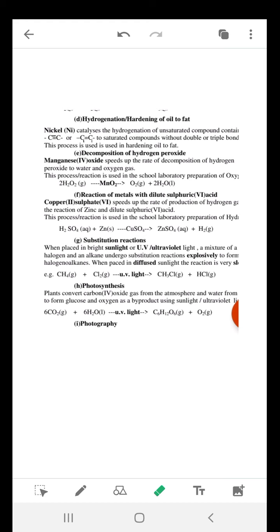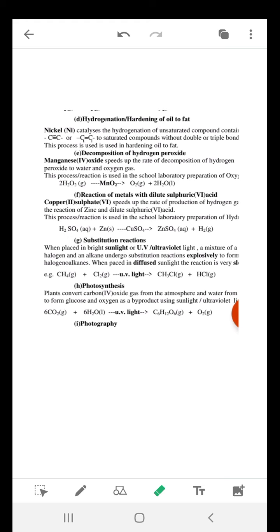So we said, but in that process copper(II) sulfate should also be there. This copper sulfate is not involved in the reaction, it is not changed. We said it is used as a catalyst. Copper(II) sulfate is used as a catalyst, so it speeds up the rate of reaction, that's producing enough hydrogen gas.